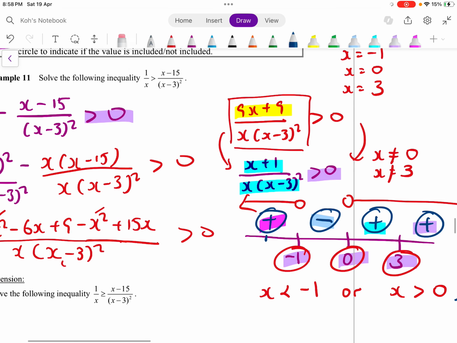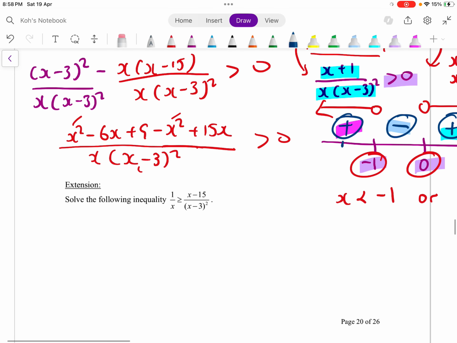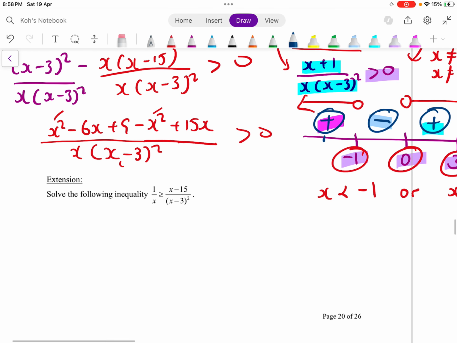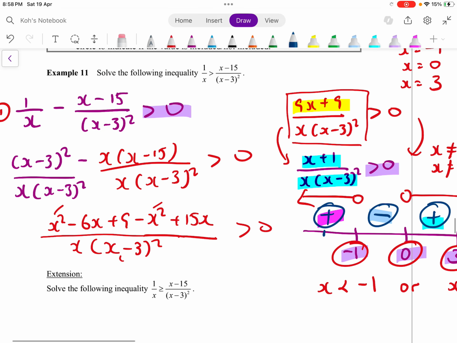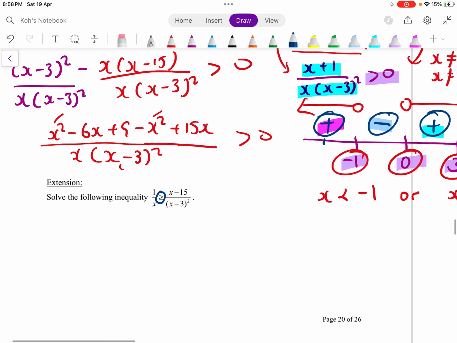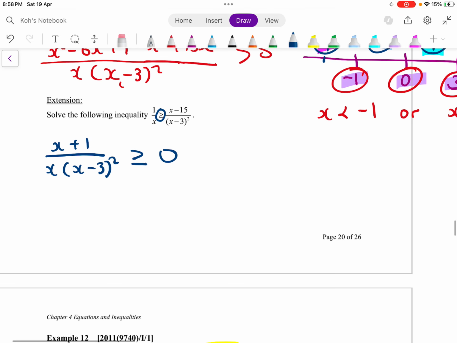Okay, so with this, maybe I just do a bit of extension. The extension is actually very similar. It's just 1 over x more or equal to (x minus 15) over (x minus 3) squared. So I just write down the final result: (x plus 1) over x (x minus 3) squared more or equal to 0. So I simply draw the number line.